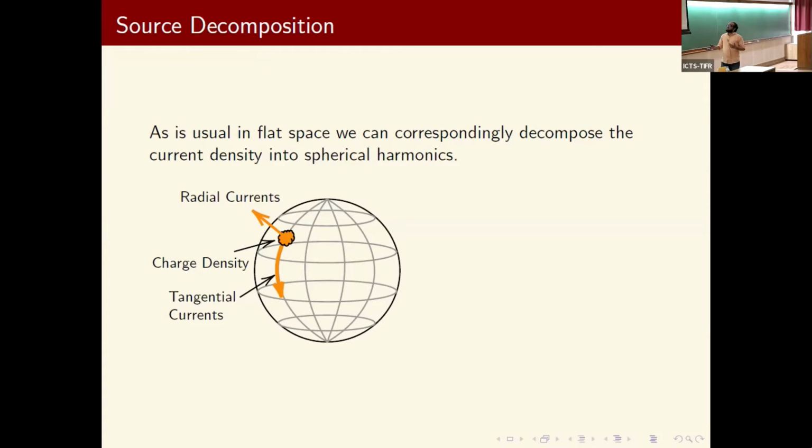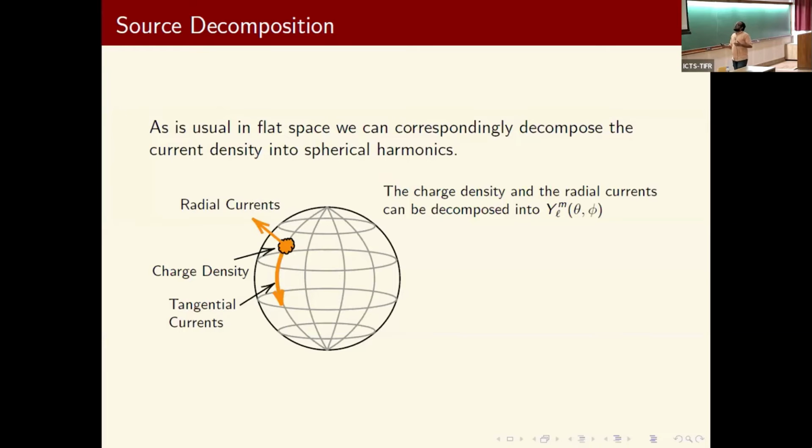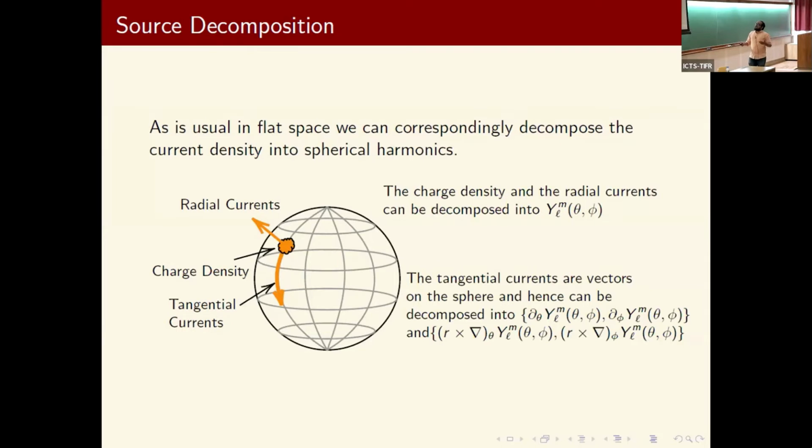Now, because charge density and the radial component are scalars on the sphere, I can just decompose them into Y_lm, which are the usual spherical harmonics. But the tangential currents are vectors on the sphere, and so they can be decomposed into, as we heard in the last talk, two different kinds of spherical harmonics. One is given by just a derivative operator acting on the Y_lm, which is like ∂θ and ∂φ acting on the Y_lm, and the other component is given by this r × ∇ acting on Y_lm.